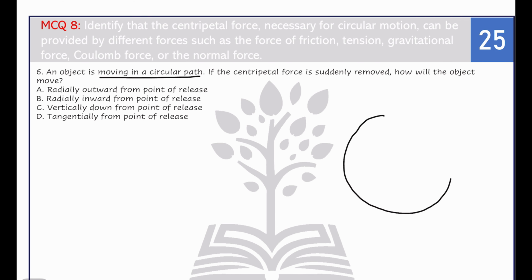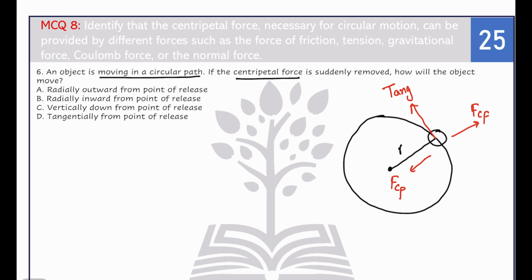Okay. Now the next question is, an object is moving in a circular path. Let's say this is the circular path, and let's say the object is here. Connect this with the center, and this is your radius R. If the centripetal force, we need to understand what is centripetal and what is centrifugal. This side, centripetal. This side, centrifugal. And this side we have tangential. Yes or no? Tangential force.